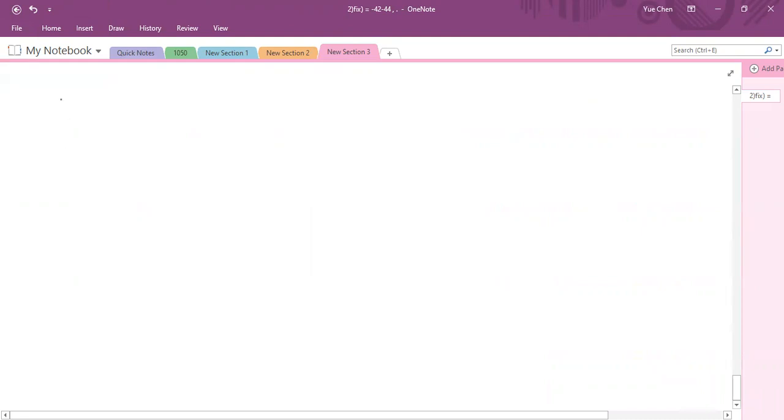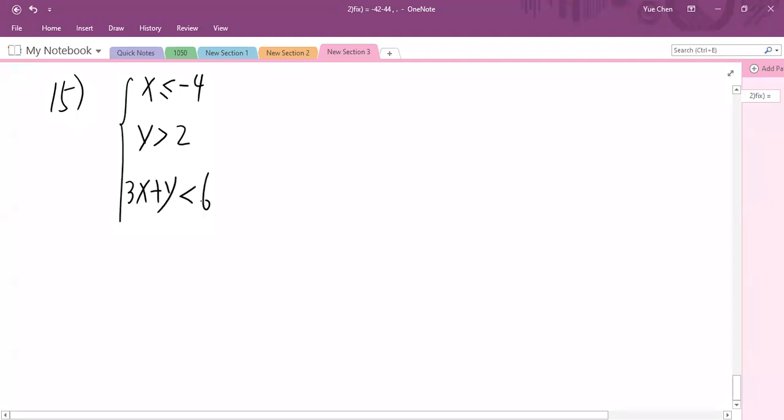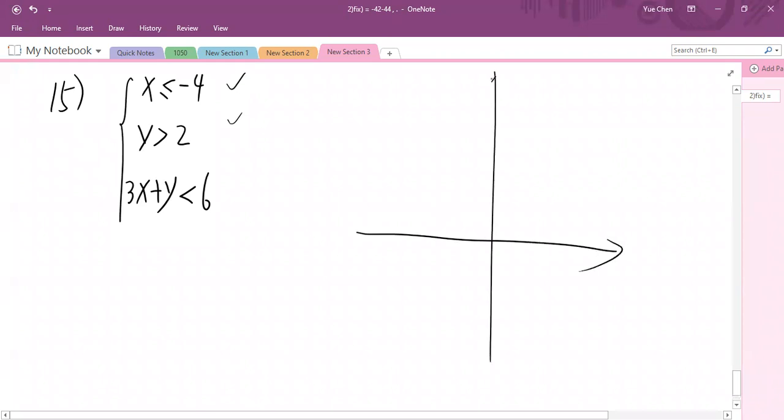Number 15. x less than or equal to -4, y greater than 2, and 3x plus y less than 4 or less than 6. We can draw these quickly. x equals -4 is the vertical line, at -4 on the axis. It's less than or equal to, so it must be a solid line.